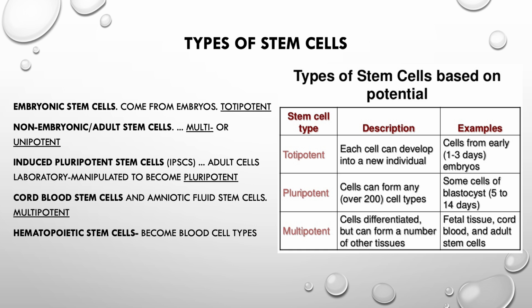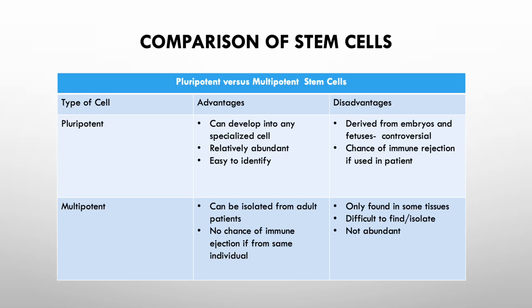Multipotent stem cells are somewhat differentiated, but can still form a number of other tissues, such as fetal tissue, cord blood, or even adult stem cells. In research, we have most access to both pluripotent and multipotent cells. And in this table, we can see some of the advantages and disadvantages of both.